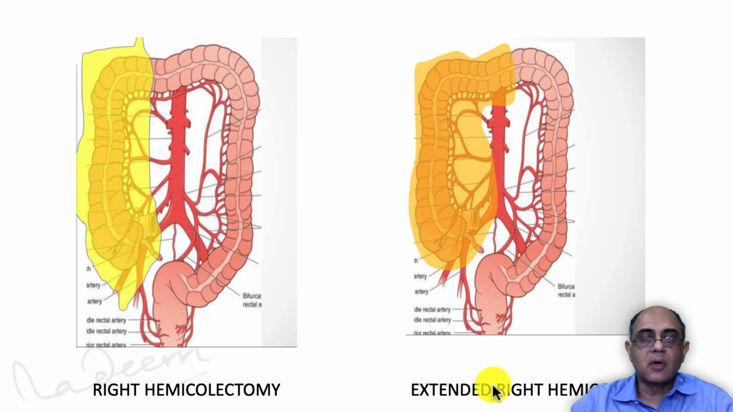This is the term called extended right hemicolectomy. Suppose the tumor is on the right hepatic flexure. Obviously, we need a good clearance for the surgery so that the chances of recurrence are minimal. So we extend this surgery to the mid of the transverse colon. By doing so, rather than ligating the right branch of the middle colic artery, we have ligated the middle colic artery itself. So this is called right extended hemicolectomy.